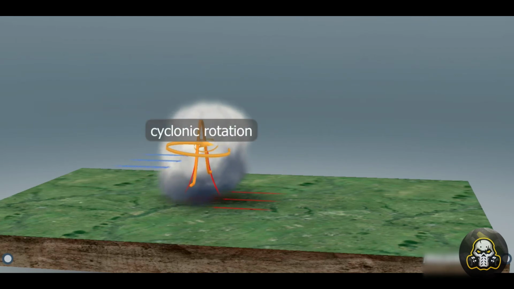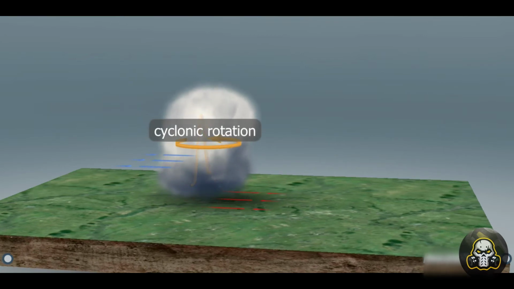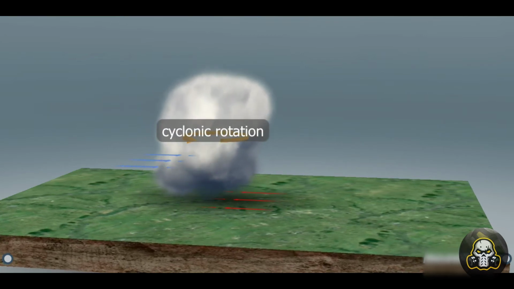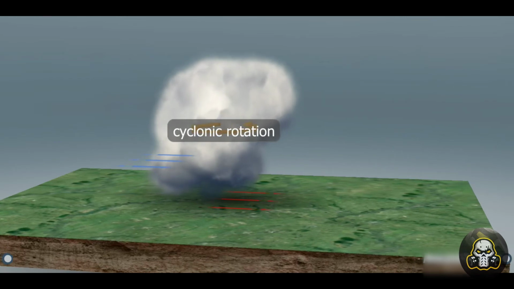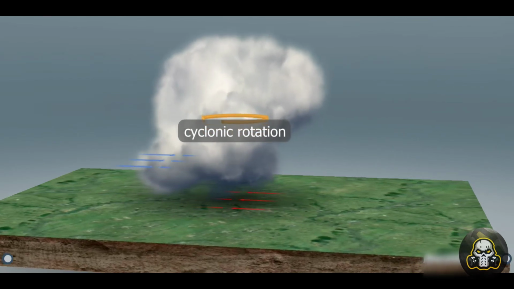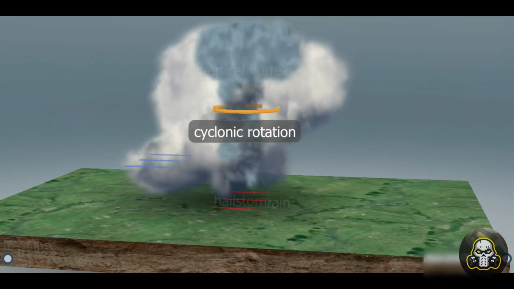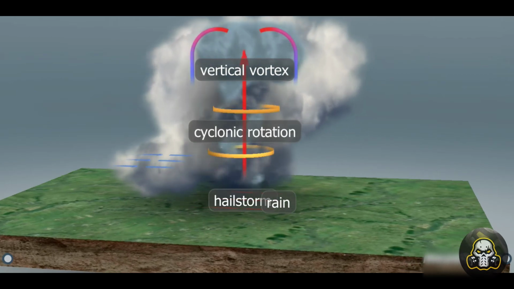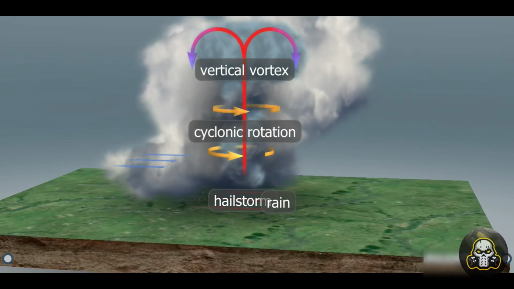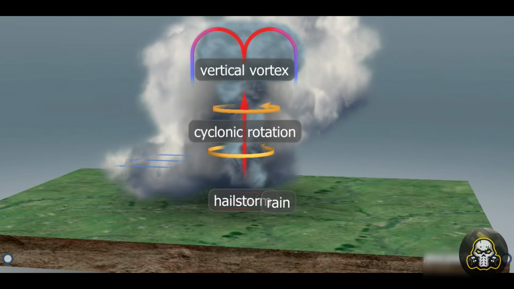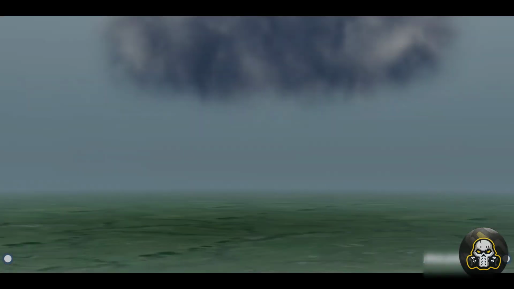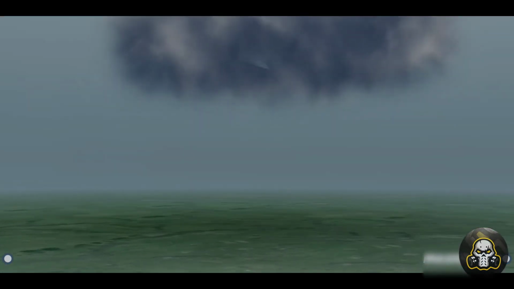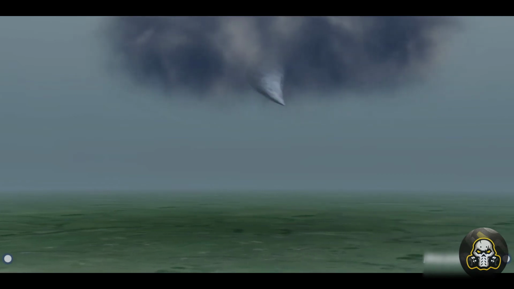It is usually the vortex rotating cyclonically, that is, anti-clockwise in the northern hemisphere and clockwise in the southern hemisphere, that eventually becomes stronger, while the other one dies. This cyclonically rotating updraft is called a mesocyclone. When this forms, the cumulonimbus reaches the supercell state.